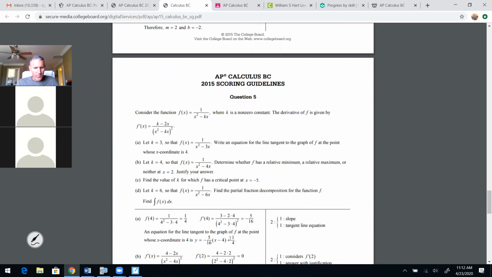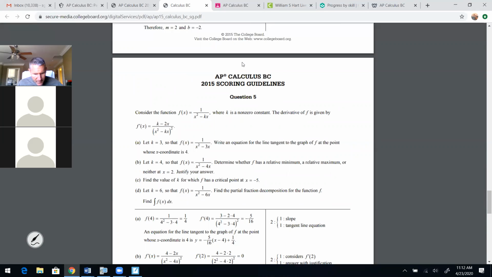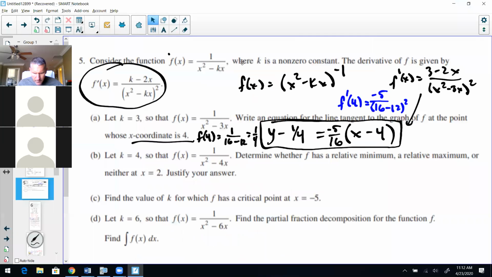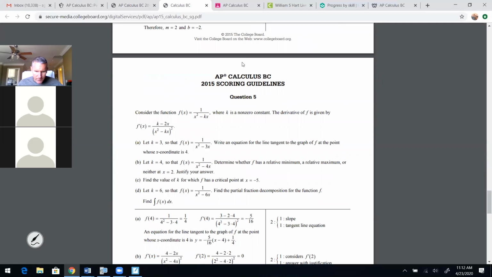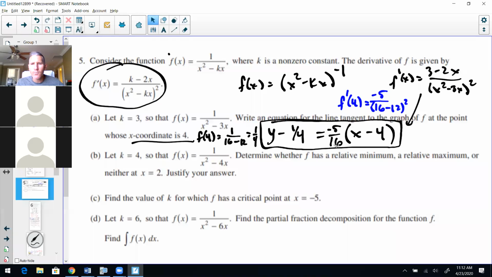So they moved over the 1/4 there, but they have y equals negative 5 over 16 times quantity x minus 4 plus 1/4. I think that's the same thing I have, right? Negative 5 over 16. Yeah, so that's what they had. But they did not ask for any particular form of the line, so I would just keep it like that in point slope form. Okay, so that was 5A.